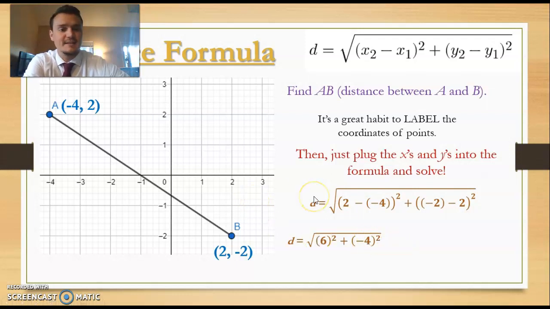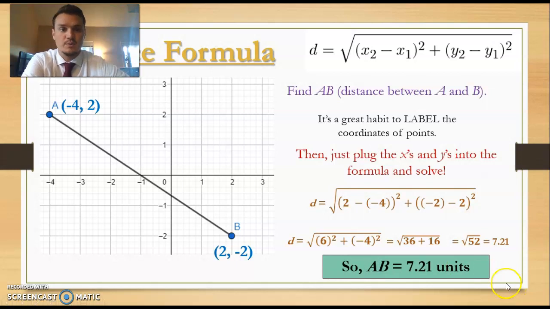So a lot of this is just plug and chug. We can go ahead and simplify. 6 squared is 36. -4 squared is really -4 times -4, which is a +16. 36 plus 16 is 52. And then after we square root 52, we should be left with 7.21. So that means that the distance from A to B is 7.21 units. So that's what we would say for our answer. Let's move on.